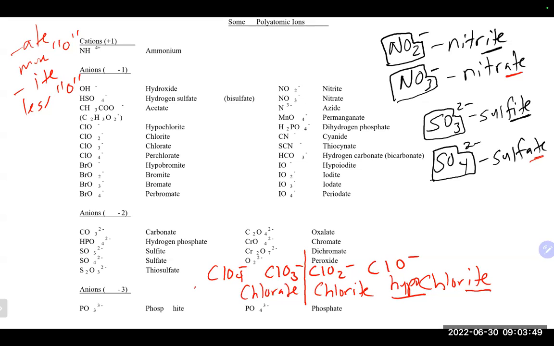And the guy at the end here will be chlorate as well. Once again, we cannot have 2 names that are the same. So in a group of 4, the one with the most oxygens starts with per and ends with -ate. So that is perchlorate, chlorate, chlorite, and hypochlorite, which is a group of 4.